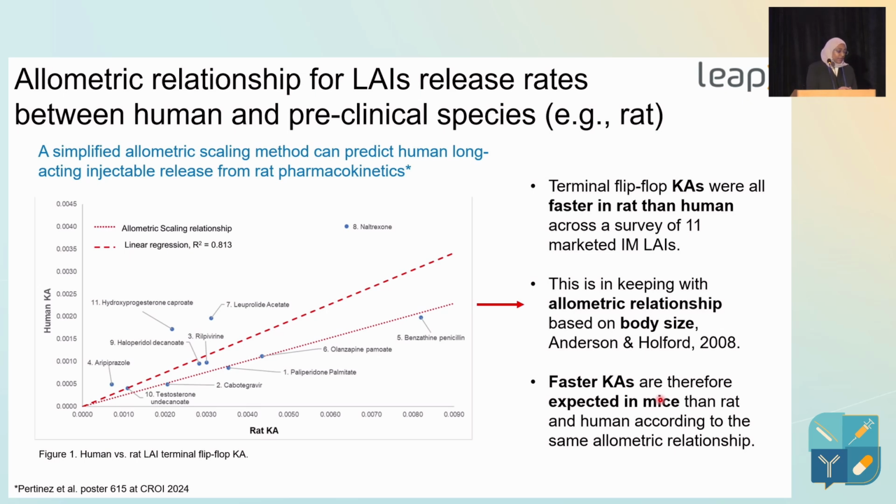As we can see from the left figure, the terminal flip-flop KAs were all faster in rat than in human across the 11 marketed intramuscular long-acting injectables. This is in keeping with the allometric relationship based on body size of the previously mentioned equation. So faster KAs are also expected in mice than in rat and human according to the same allometric relationship.